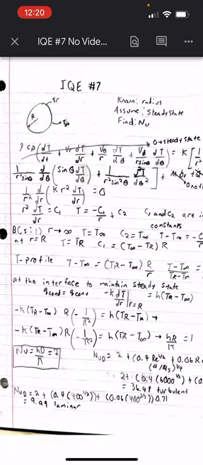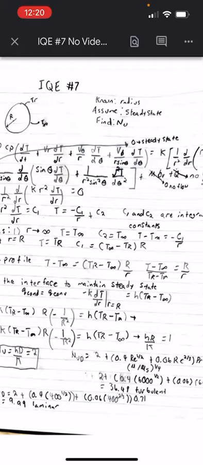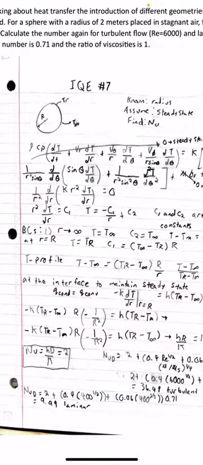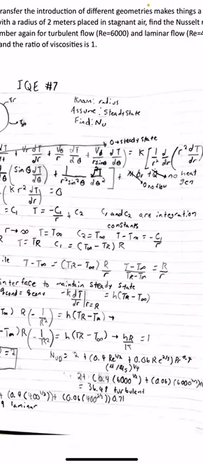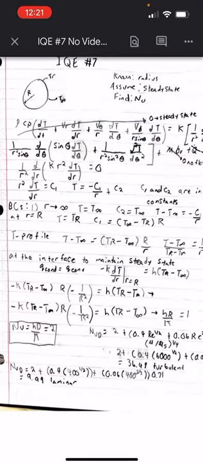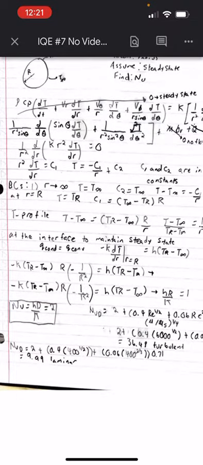So as r approaches infinity, T equals T infinity, or the temperature of the ambient air. And then we also have at r equals the capital R, T equals T of the capital R. And then we can develop our temperature profile using those boundary conditions and constants. And from there, we can create a general equation relating the heat transfer coefficient, temperature, and diameter. And then we eventually get that our Nusselt number is equal to 2.